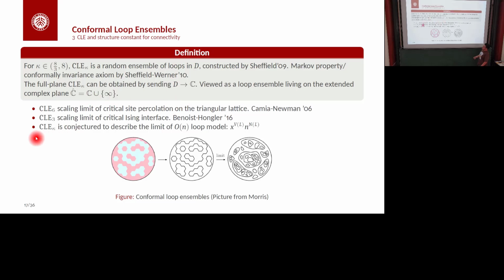And also there is a conjecture that the CLE kappa describes the limit of the O(n) loop model. Another model, not FK, but it also describes the scaling limit of the FK cluster model. Here, this picture I borrowed from Stanislav Smirnov. Like here, you imagine some Ising model, and the pink one is the plus spin, and this is the minus spin. And you look at all the interfaces and take the scaling limit, you get this kind of picture. Also, there are countably many, but infinitely many loops here.